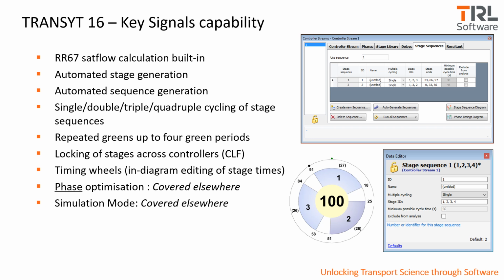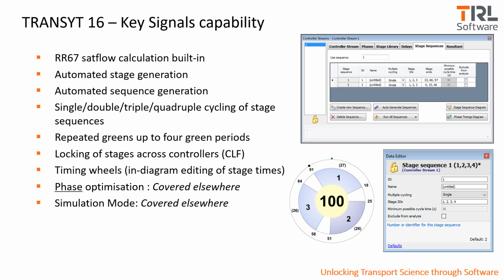Key signals capability. We have quite a lot of things here related specifically to setting up traffic signals. You have RR67 SAT flow calculations built into the model. You automatically can generate stages based on the phases that you have in the conflicts. Automatic sequence generation as well, all the shortest sequences that are valid sequences and allow all phases to run. You've then got single, double, triple and quadruple cycling of stage sequences. Repeated greens can have up to 4 green periods rather than just say double cycling. You can just run one stage extra twice within the sequence.